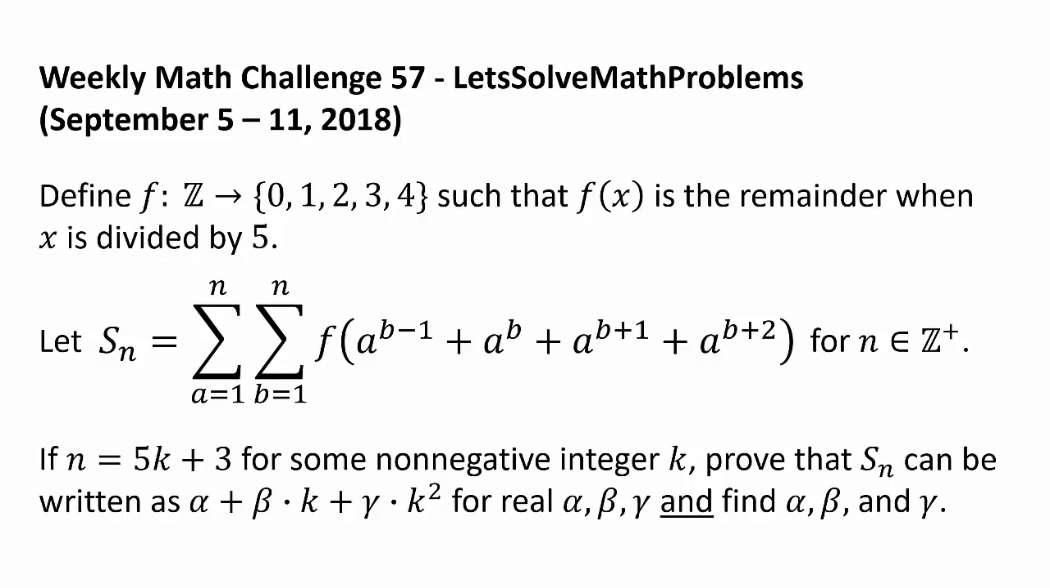If n is equal to 5k plus 3, for some non-negative integer k, prove that capital S sub n can be written as alpha plus beta times k plus gamma times k squared for real alpha, beta, gamma, and find alpha, beta, and gamma.